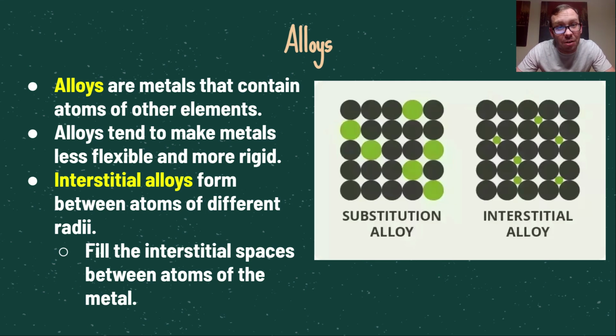A good example of this is steel. Steel is an alloy of iron and carbon, where carbon has a much smaller atomic radius. They tend to fit in between the iron atoms, thus creating a very strong alloy.